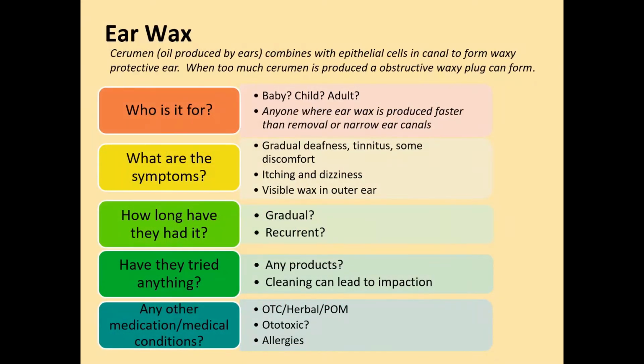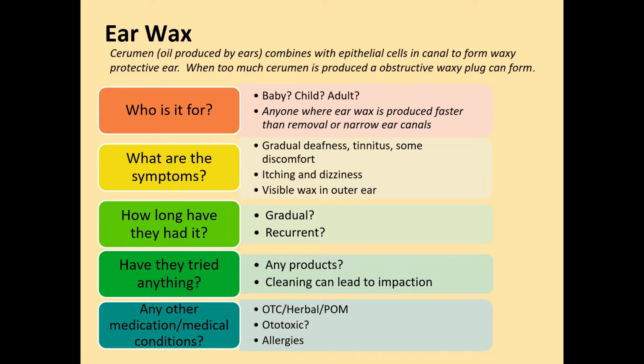So first of all, we'll look at earwax and how to make a differential diagnosis of a problem with earwax. The wax is formed by cerumen, which is an oil produced by the ears, and it combines with epithelial cells in the ear canal and forms a waxy protective layer. It's water repellent and therefore acts as a protective layer of the skin of the ear canal. And the ear is usually self-cleaning, and the wax simply works its way along the ear canal and out into the external part of the ear. But if too much cerumen is produced, it can cause an obstructive waxy plug to form and can affect hearing.